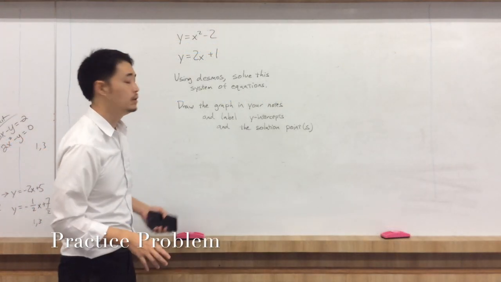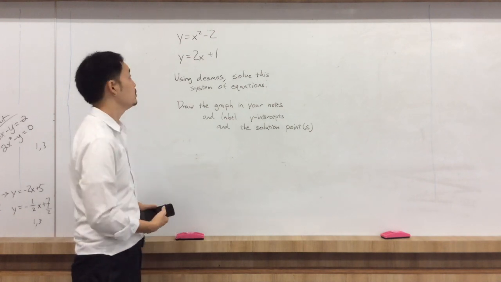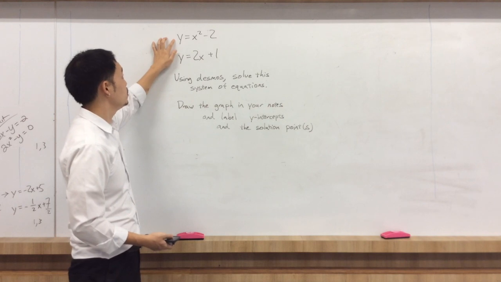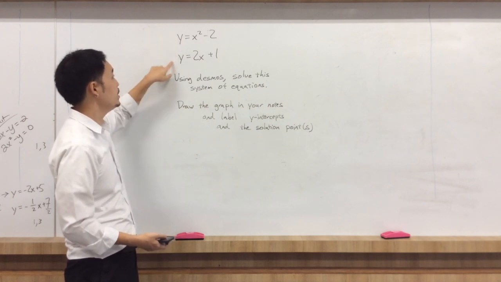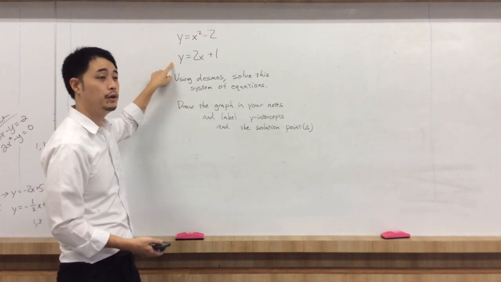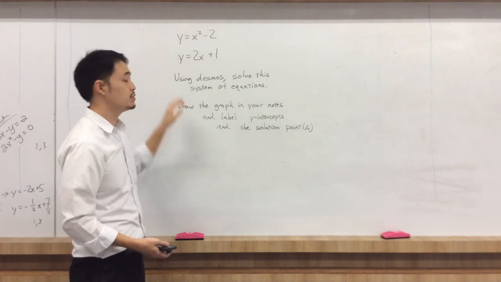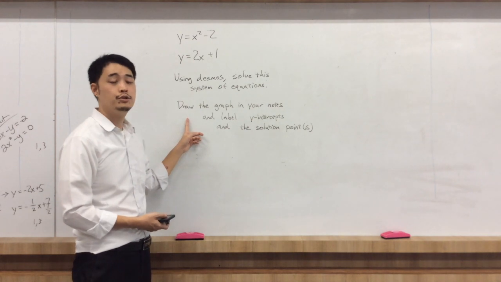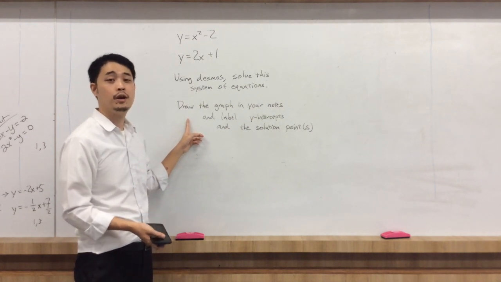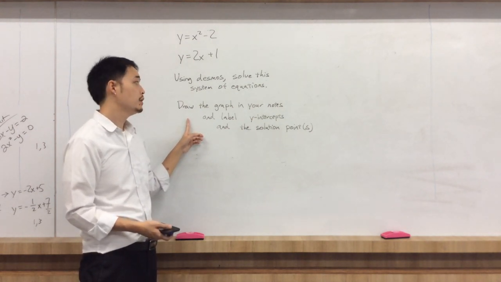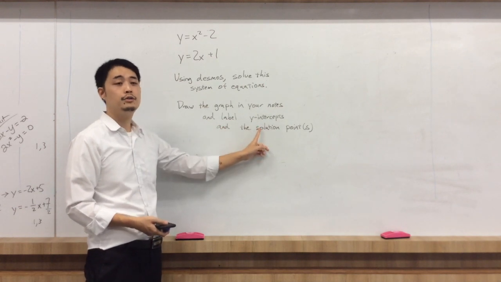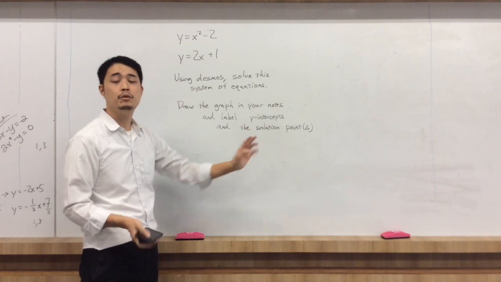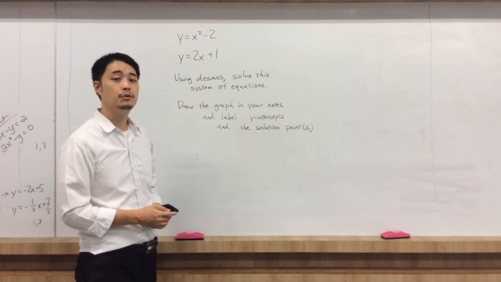Okay, guys, so as a practice problem, I'd like you guys to take a look at these two problems, y equals x squared minus 2 and y equals 2x plus 1. And using Desmos, solve this system of equations. I also want you to draw the graph, basically copy the graph from Desmos into your notes, and label both y-intercepts of the graph and the solution points of the graph. So there might be 1 or 2 solution points for this graph.